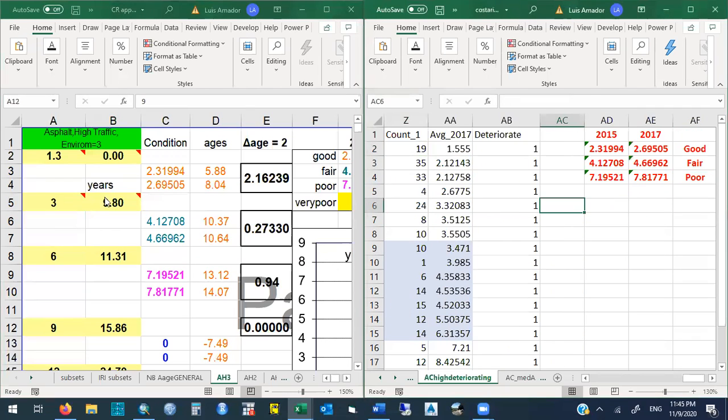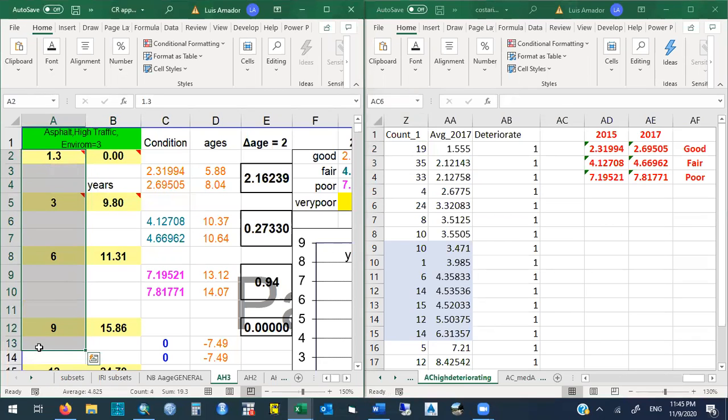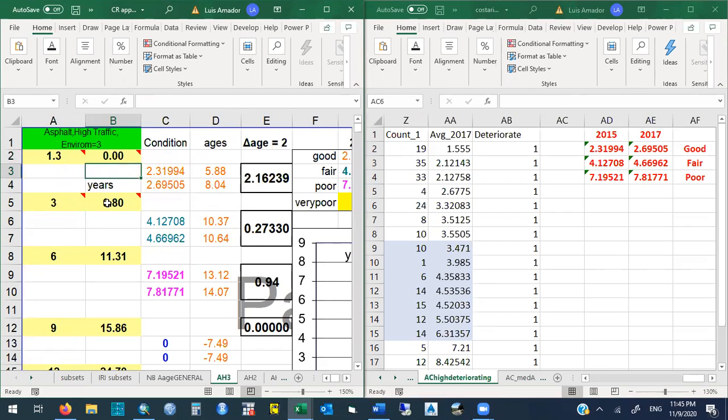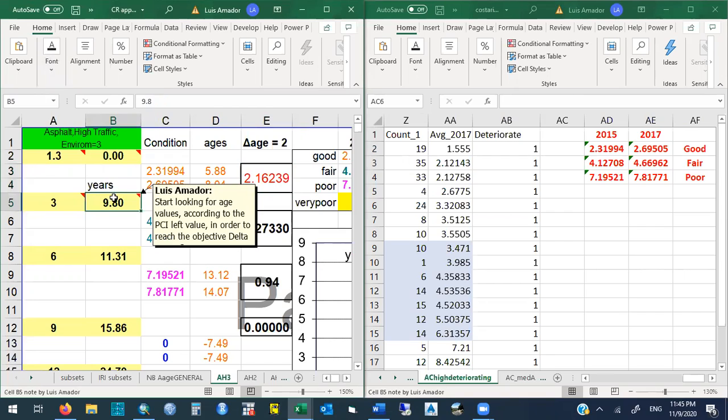That is the first column, the 1, 3, 6, 9. That's our range. This has to be a 0 because it's brand new. It's always 0. Now, this one I don't know, I need to figure it out. I look at this value here, and I know I need to change this until I accomplish a 2.